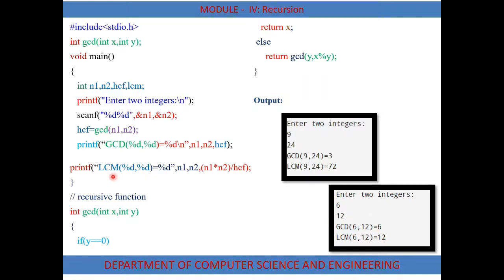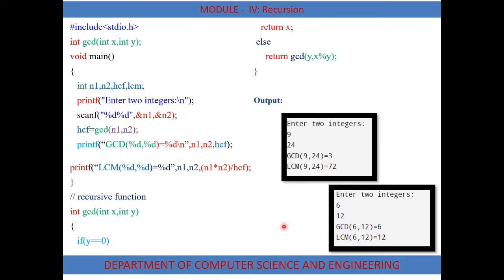Second one, LCM. LCM is equal to n1 into n2 divided by HCF. What is n1? n1 is 6. n2 is 12. 6 into 12, that is 72, divided by HCF. HCF is 6. 72 by 6 is 12. So LCM of %d comma %d, that is the value of n1 and value of n2, 6 comma 12, equal to %d, that is 12. So LCM of 6 comma 12 equal to 12.